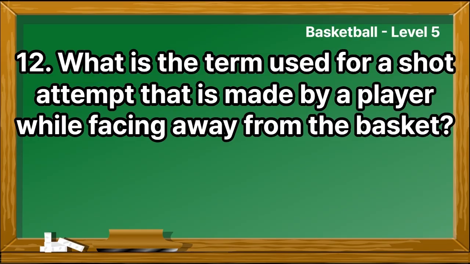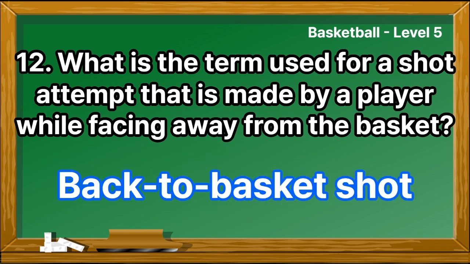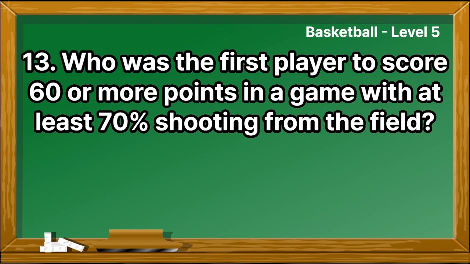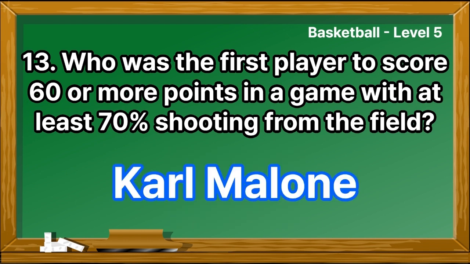What is the term used for a shot attempt that is made by a player while facing away from the basket? Back to basket shot. Who was the first player to score 60 or more points in a game with at least 70% shooting from the field? Karl Malone.